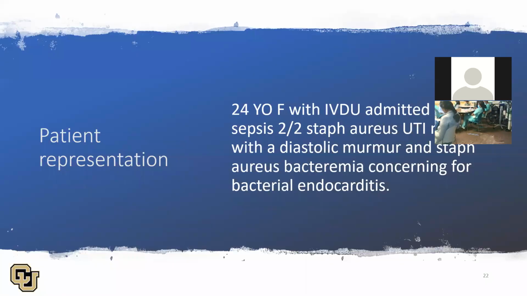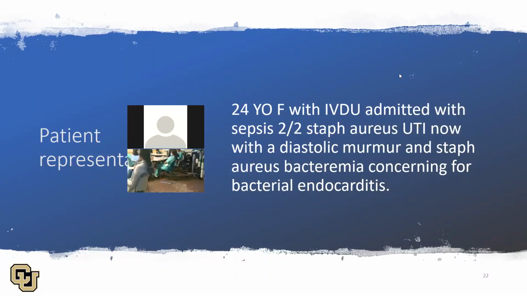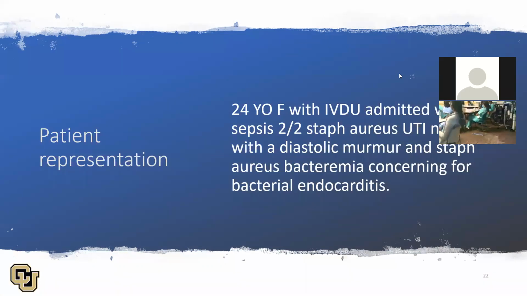So great, good thinking. Okay, so instead of making you guys come up with this patient representation, I wanted to just give it to you because sometimes it's helpful just to see someone else come up with it. So what I have is a 24-year-old female with IV drug use disorder, admitted with sepsis due to Staph aureus UTI, now with a diastolic murmur and Staph aureus bacteremia concerning for bacterial endocarditis. So let's see what we do for her next.